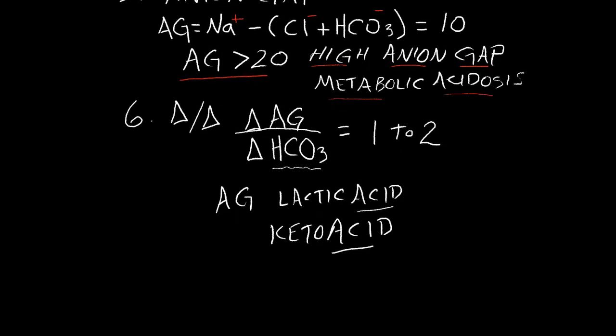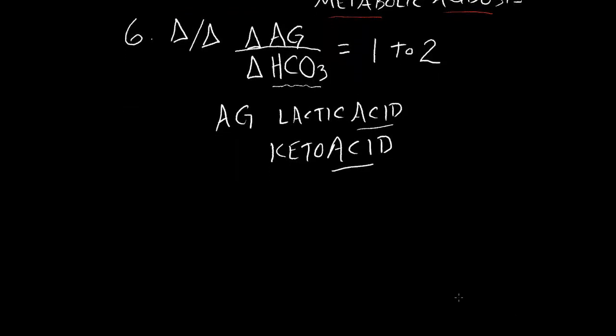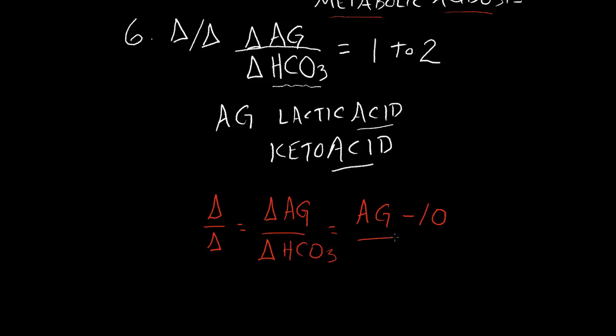The delta-delta can be calculated as such. The delta-delta equals the change in anion gap over the change in bicarb, which is equal to the anion gap that you calculate less 10, which is normal, over normal bicarb, which is 24, less the bicarb that we determine in our Chem 7. Okay? That's it, folks. Next talk, we'll do some examples.